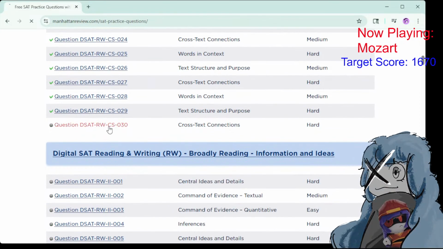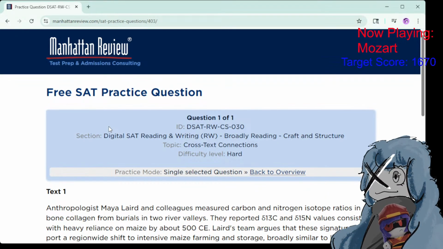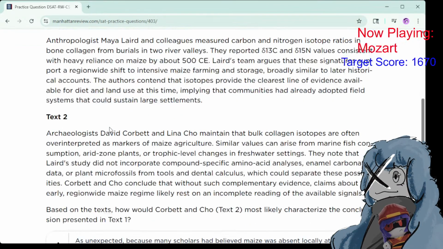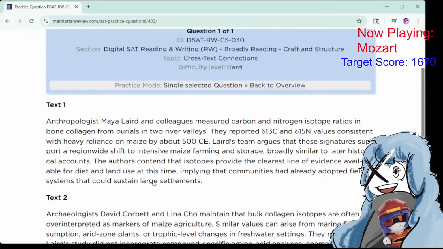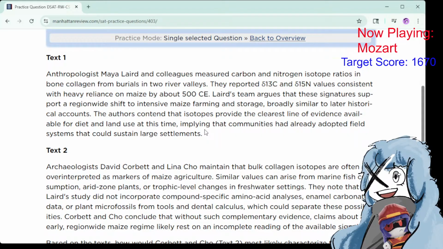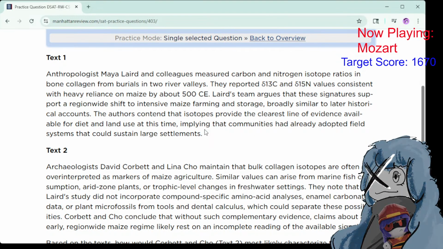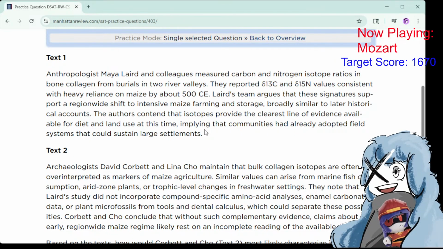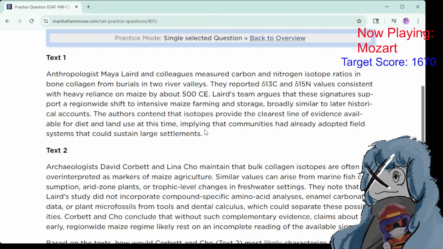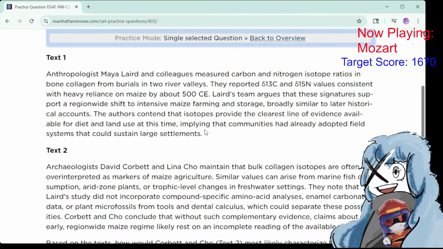Cross text connections. How does text 2 respond to text 1? Anthropologist Mayo Laird and colleagues measured carbon and nitrogen isotope ratios in bone collagen from burials in two river valleys. He reported that the 13C and 15N values are consistent with heavy reliance on maize by about 500 CE. Maize is corn, if you don't know.